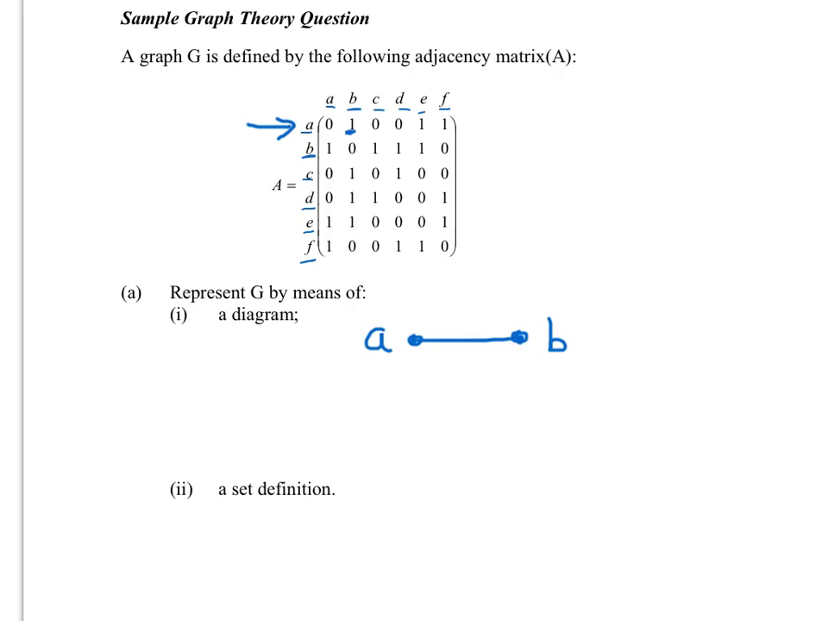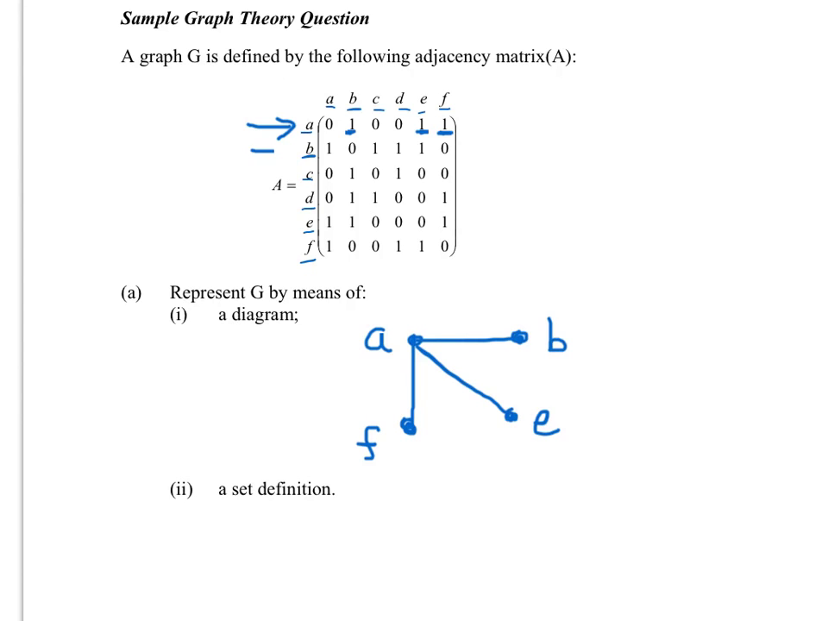If I continue on, I see that there's a connection between A and E. So again, I need to put in vertex E and put in an edge connecting A to E. And lastly, I see A is connected to F. So I'm going to put in a vertex F and an edge connecting A to F.